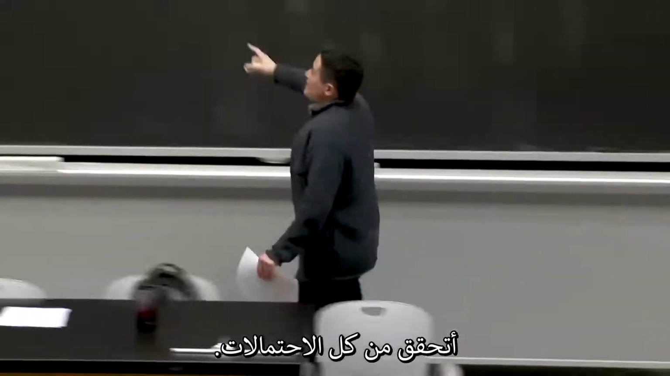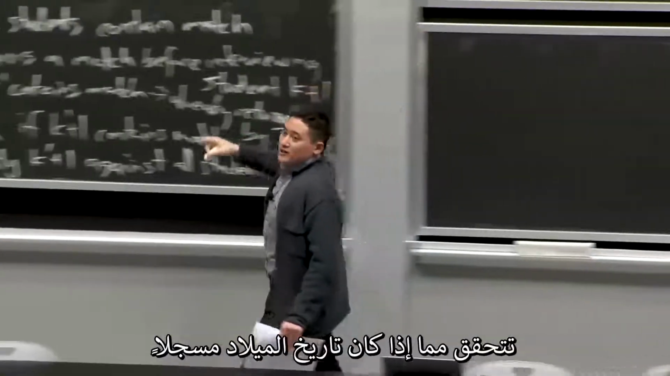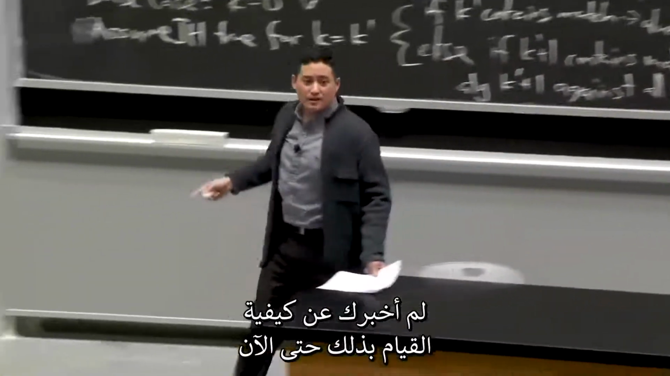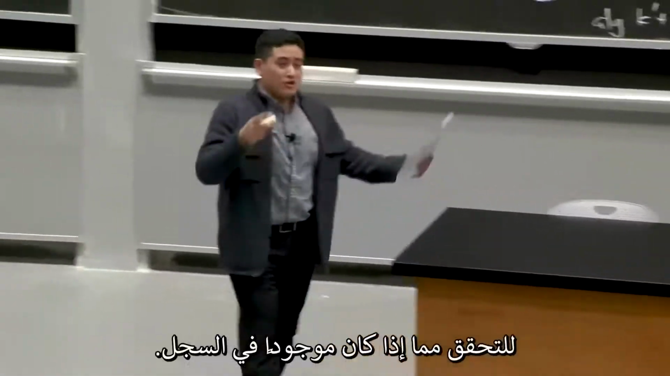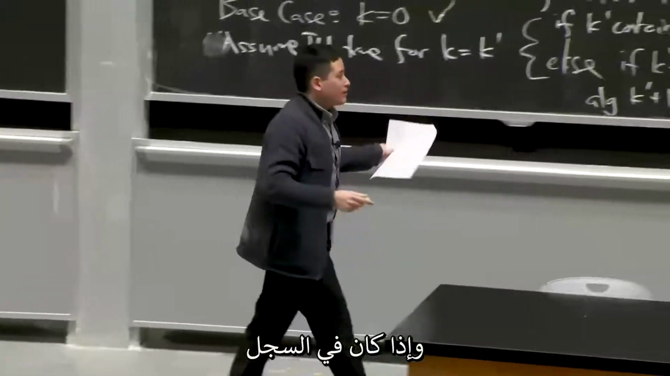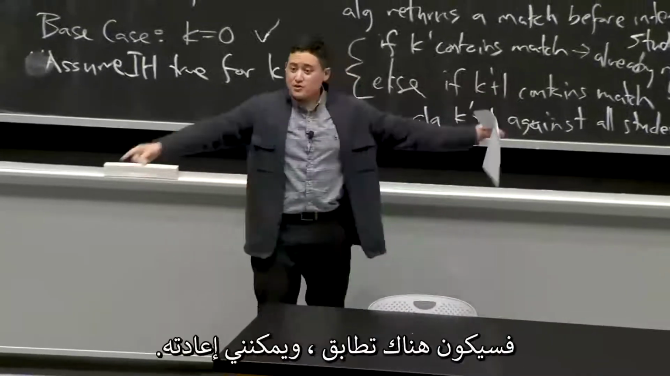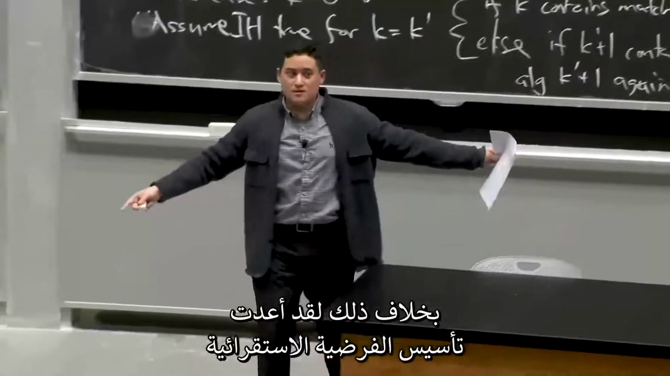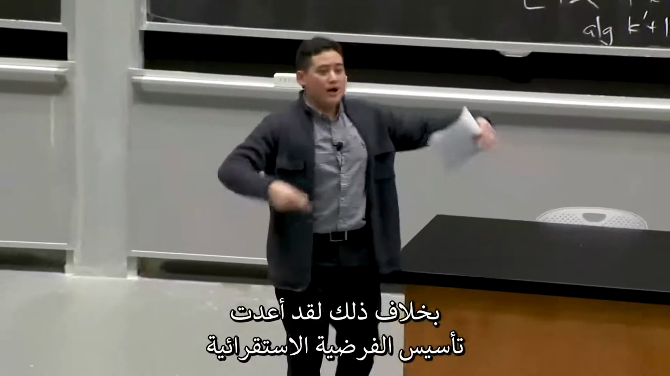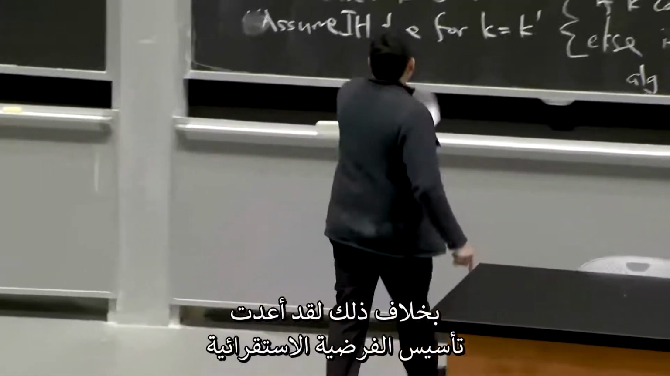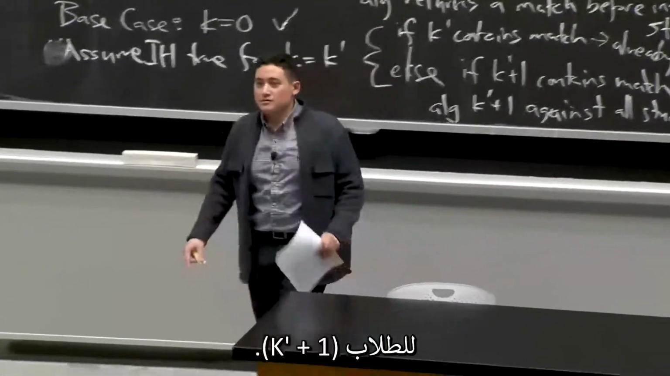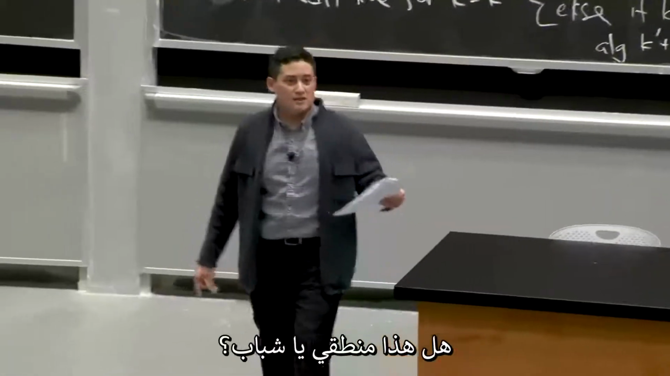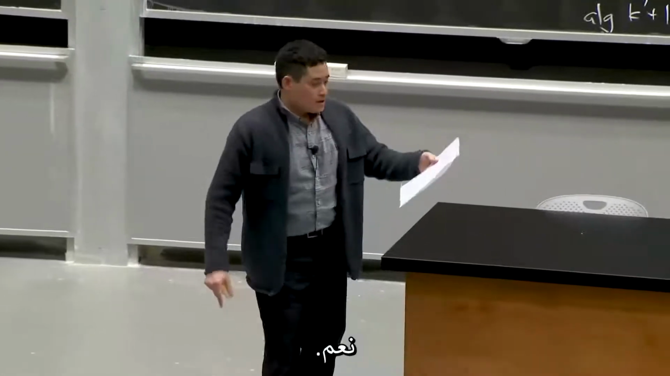This check if birthday is in record. I haven't told you how to do that yet, but if I'm able to do that, I'm going to check if it's in the record. If it's in the record, then there will be a match and I can return it. Otherwise, I have reestablished the inductive hypothesis for the k prime plus 1 students. Does that make sense, guys? Yeah. Okay.